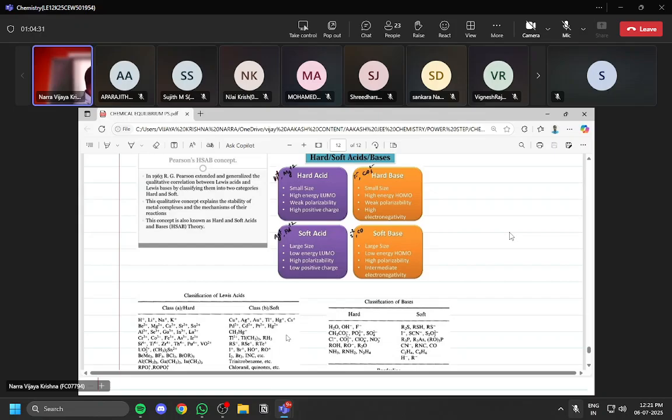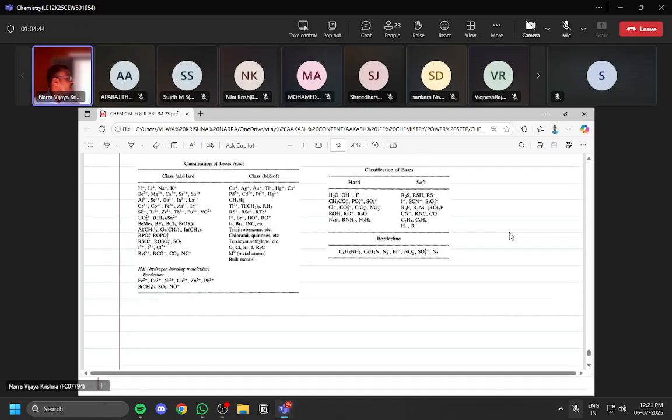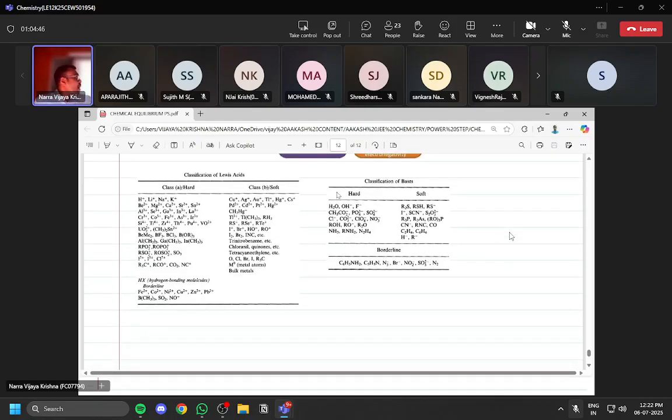Means, I can say soft acids prefer soft bases. Same way, hard acids will prefer hard bases. Is it clear? So, which ligands prefer which central metal atoms: hard base ligands prefer hard acid metal ions, soft base ligands prefer soft acid central metals. Is it clear? Any questions on it?